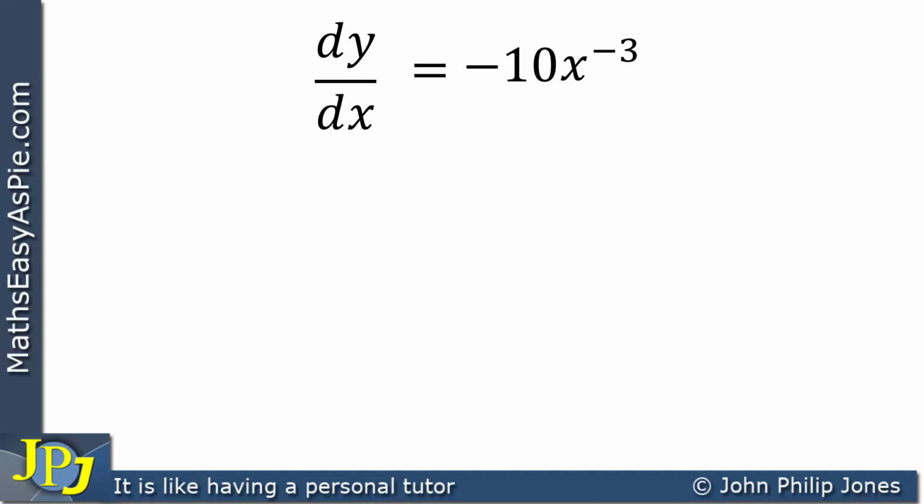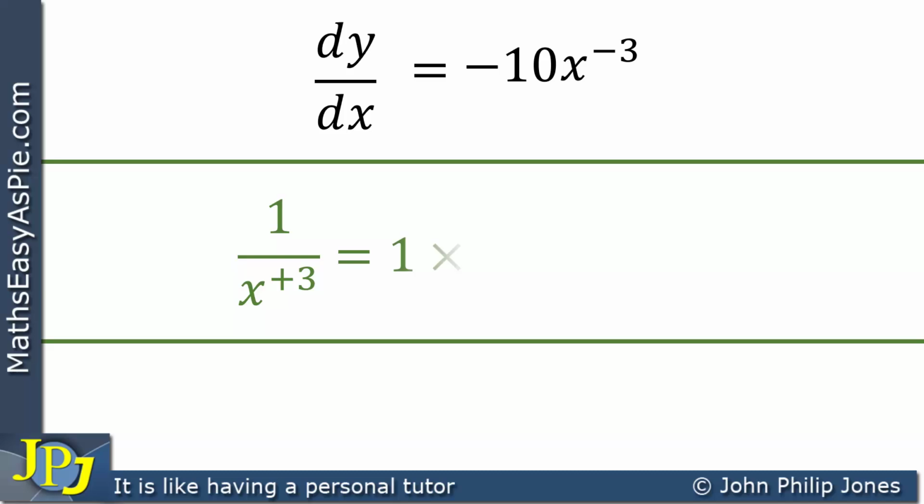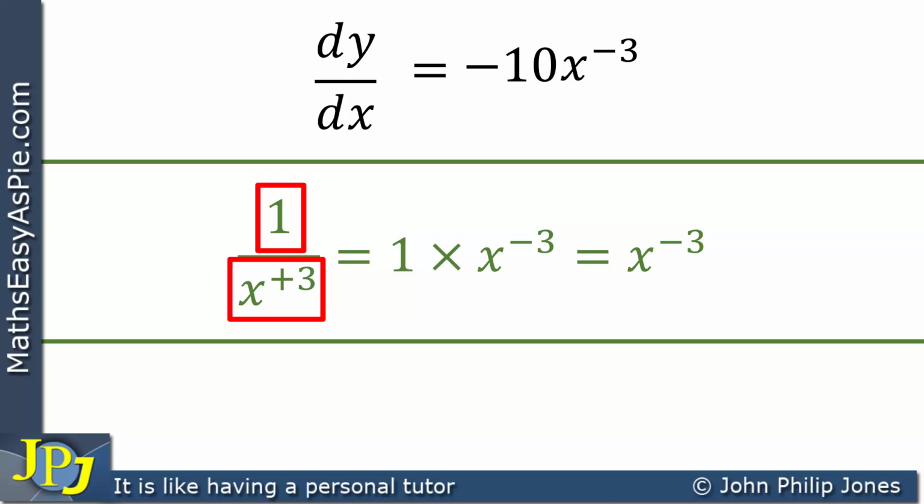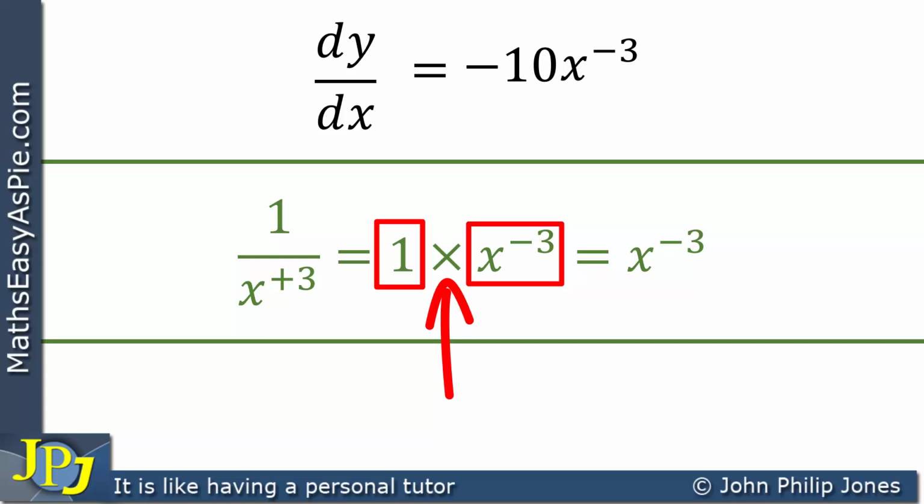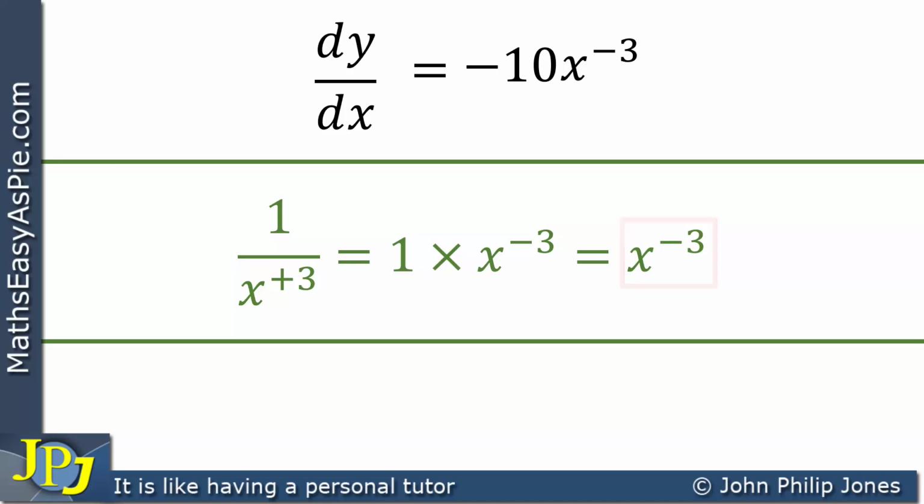The one I want you to consider here is this. If you have 1 divided by x to the positive 3, you can rewrite that as 1 times x to the minus 3. And we can further write that as x to the minus 3. In other words, what you can see is this x to the plus 3 has been brought up here, and the sign has been changed to a negative. Now, I'm not going to explain why this is the case. You need to refresh your understanding of indices if this is a bit baffling to you.